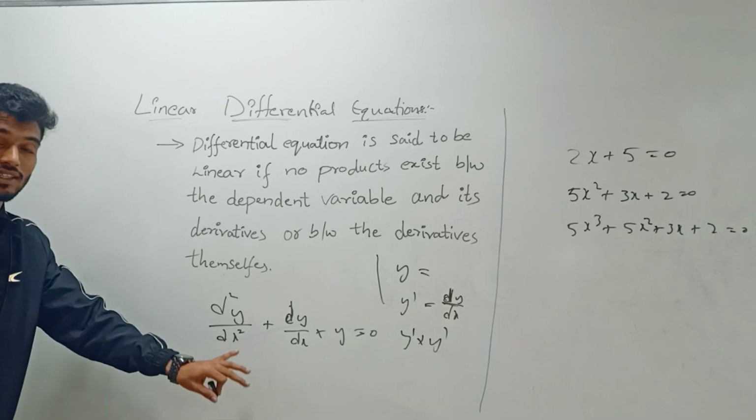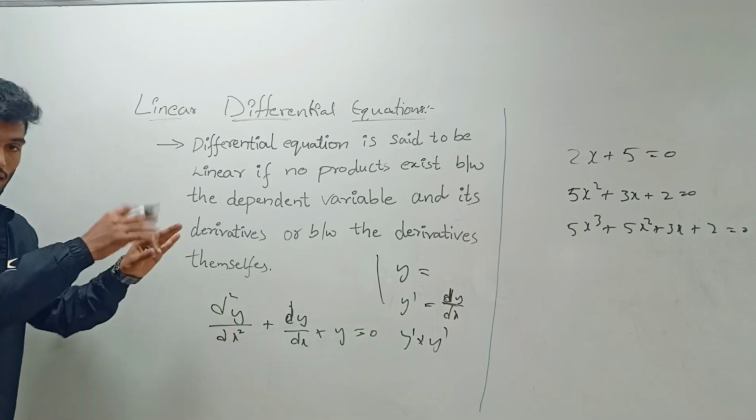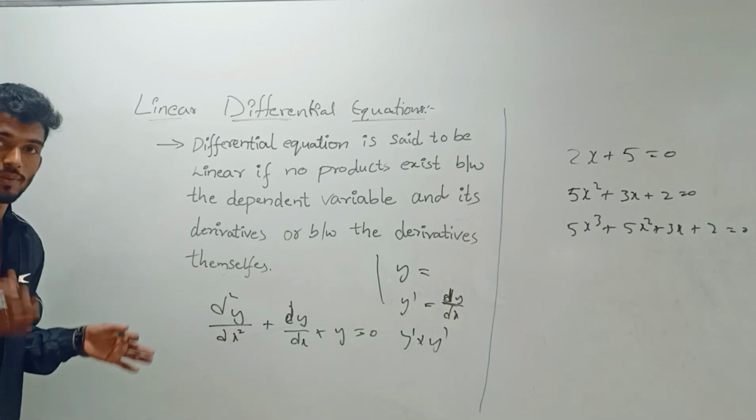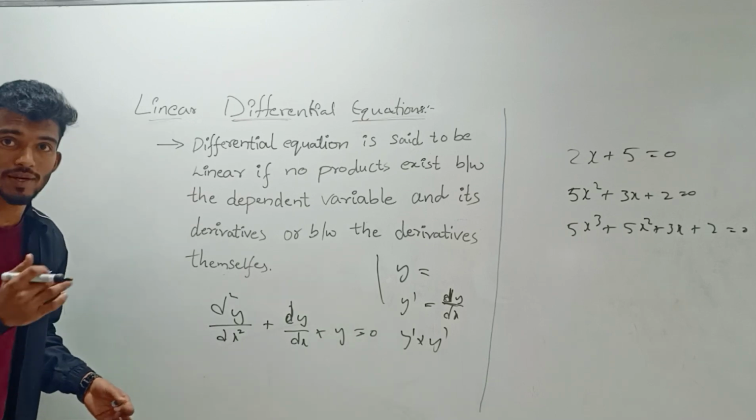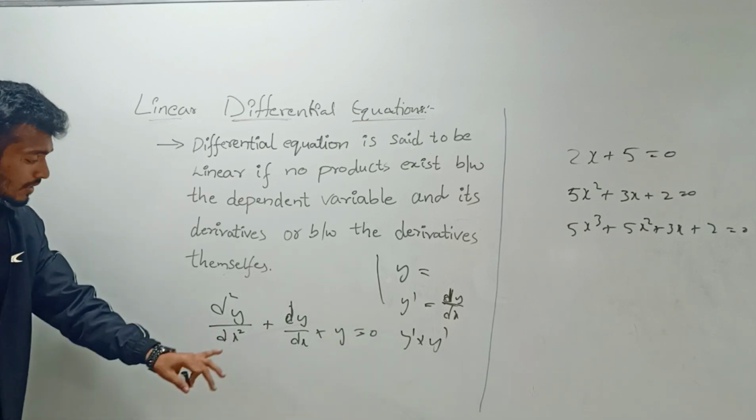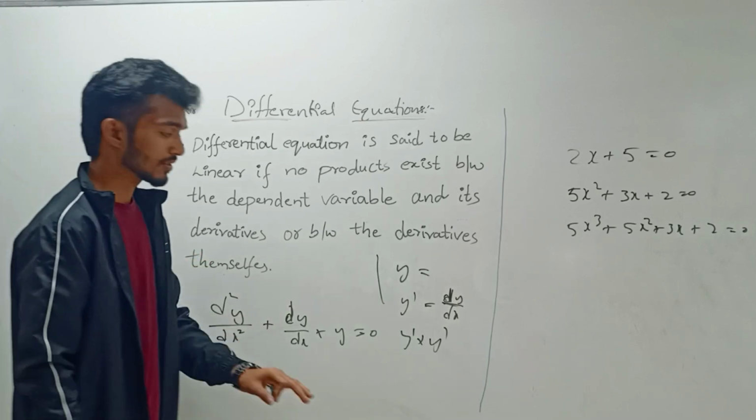Then it is a second order. We are not multiplying dy by dx into dy by dx. We are differentiating dy by dx with respect to dx. So we get d2y by dx square.